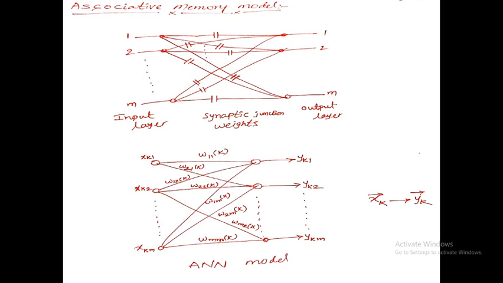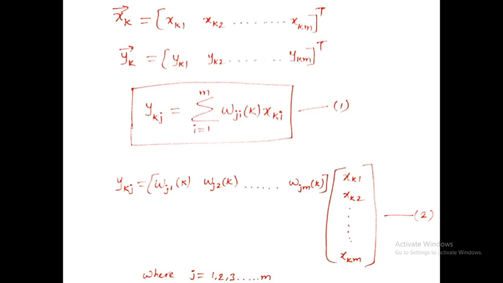So in that we are getting ykj somewhere. So that ykj, in the box I have indicated one particular output neuron as ykj. K represents the kth pattern, and j the jth neuron output.